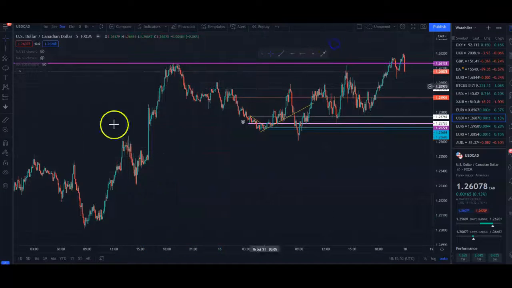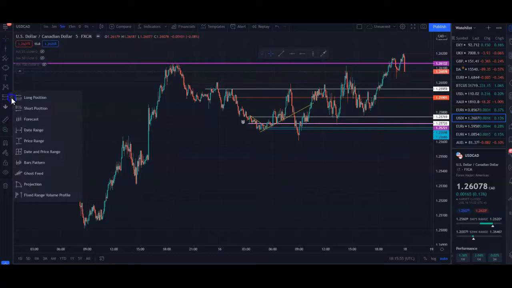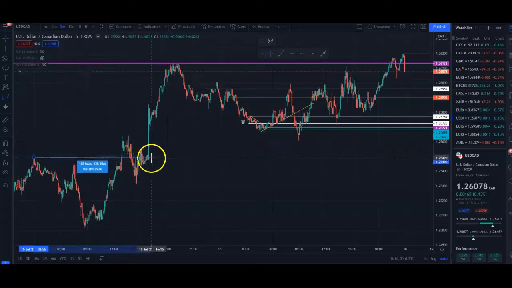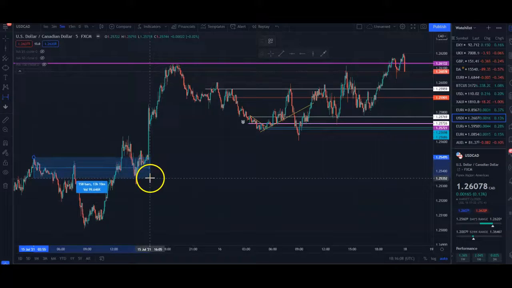What else? Oh, this one, date range and then price range. These are the only two that I'm going to mention right here. So date range, we can see how many days.